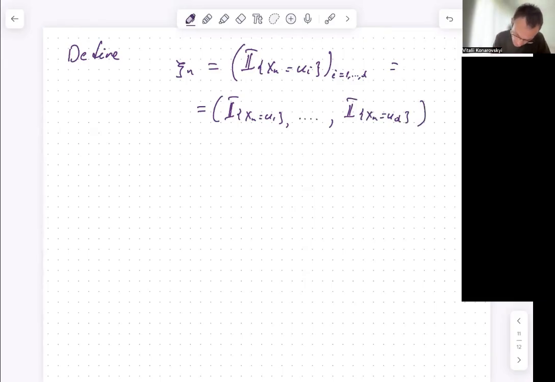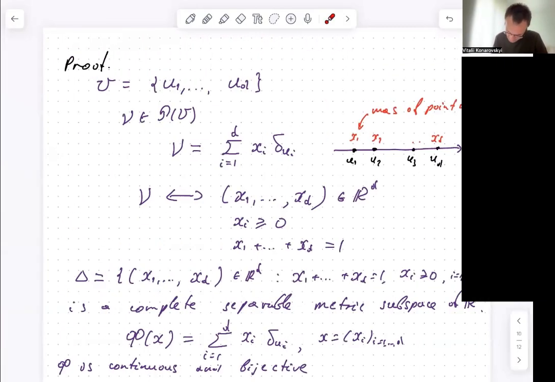Let's note that psi n takes values in delta. It's trivial because every coordinate here is non-negative. But when you sum all together, you see that for every fixed omega, only one indicator is not zero, and all other indicators are equal to zero. Therefore, the sum is always equal to one. Therefore, indeed, for every omega, psi n takes values in that simplex delta.